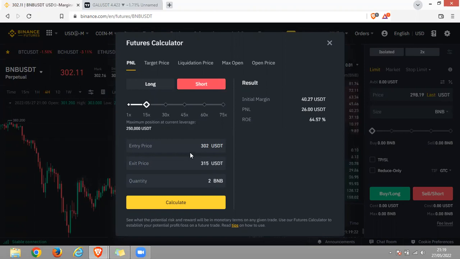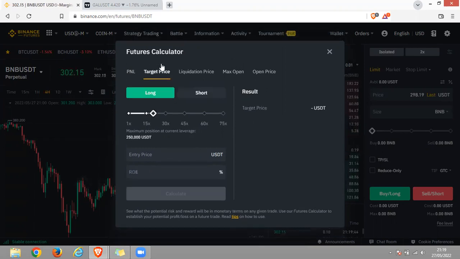Now you can also do the same for short. Let's say I'm shorting, I entered here and I'm leaving at 280. I use 2 BNB. I'll be getting 109%, that's return of equity, and that should give me about 44%.